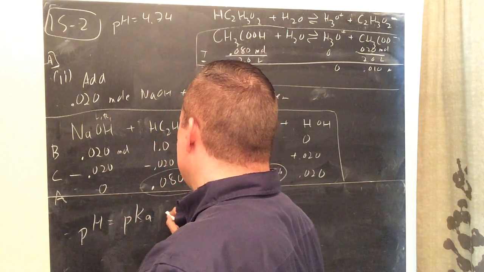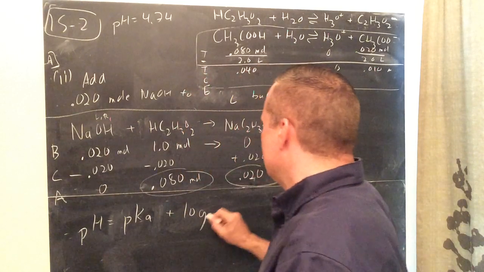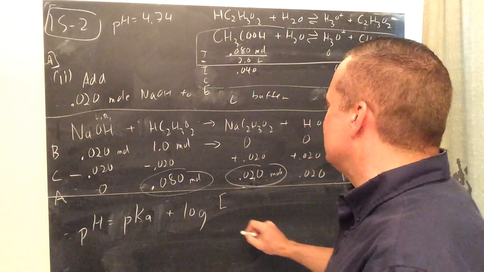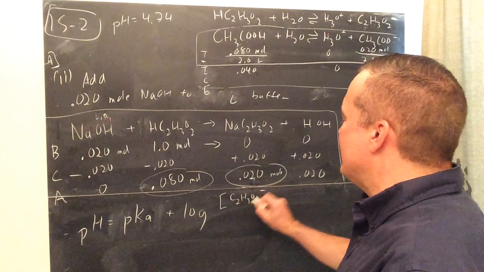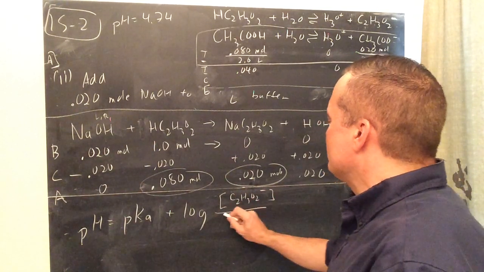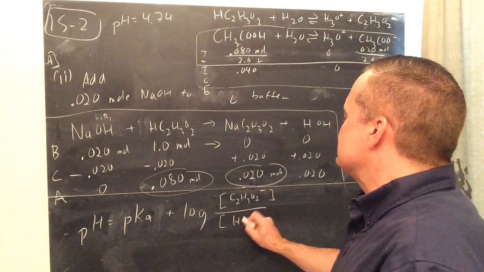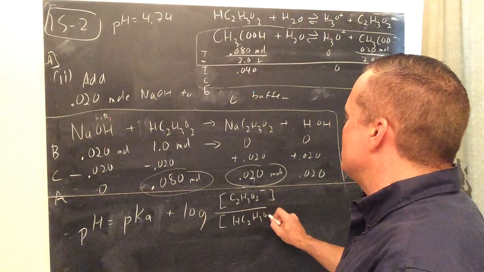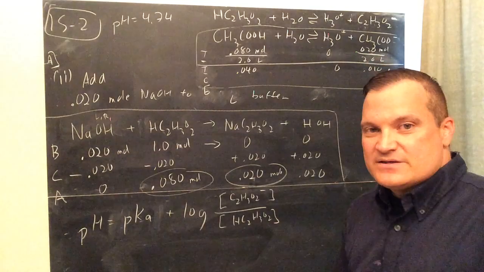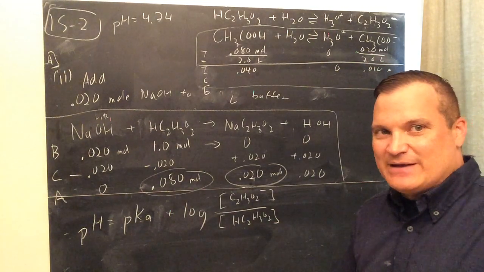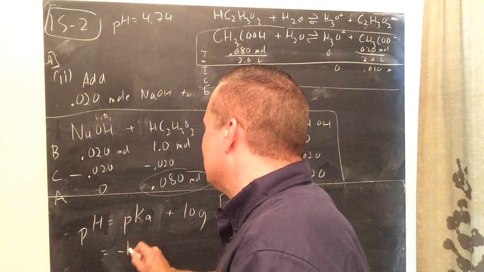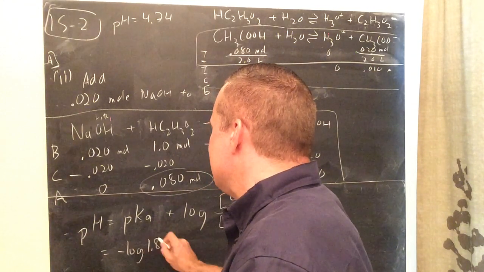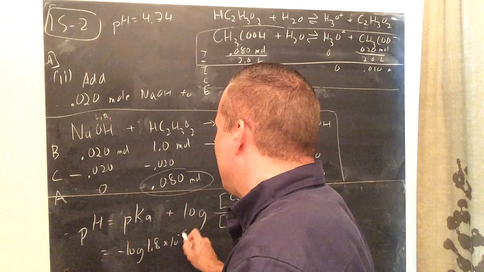plus the log of, and I like to always customize this, the log of C2H3O2 negative molarity over HC2H3O2 molarity. So I might run off the page a little bit. I'm going to try to fit this. The pKa, same as before, is the negative log of 1.8 times 10 to the negative 5.